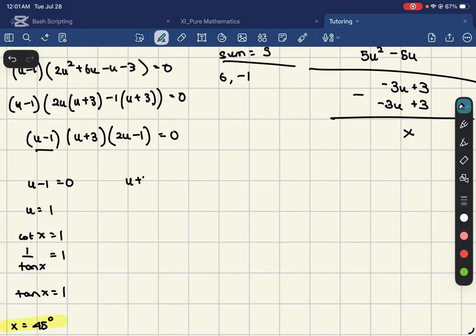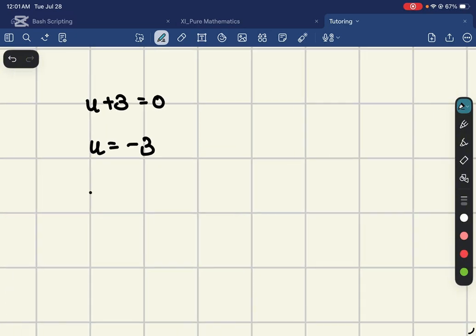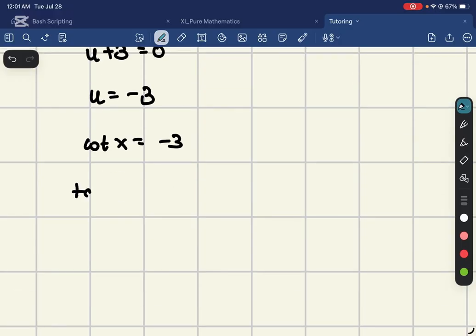Alright, so u plus 3 is equal to 0. That means that u is equal to negative 3. That means that cot x is negative 3. And if you solve for tan x, you're going to get negative 1 over 3.